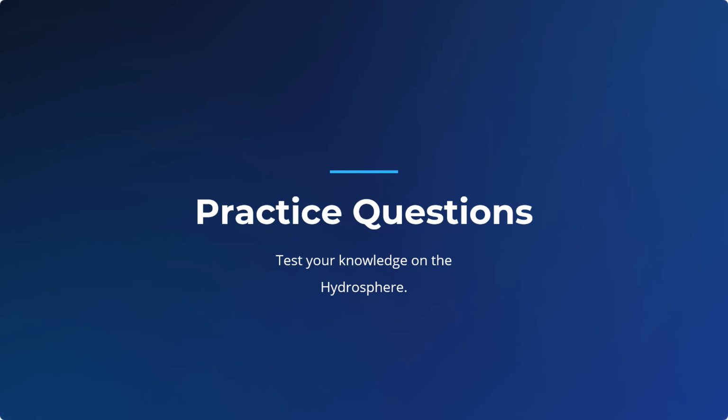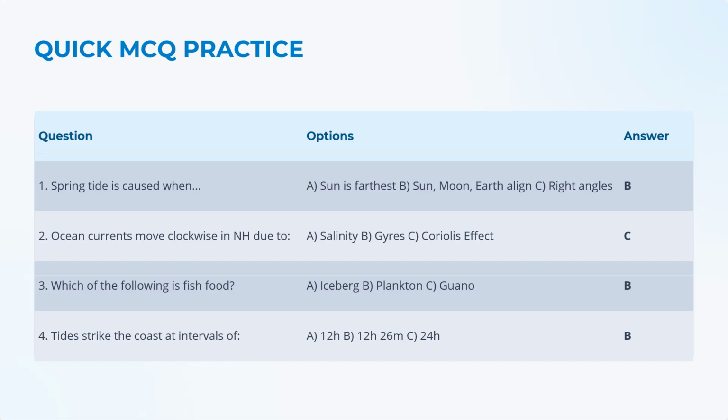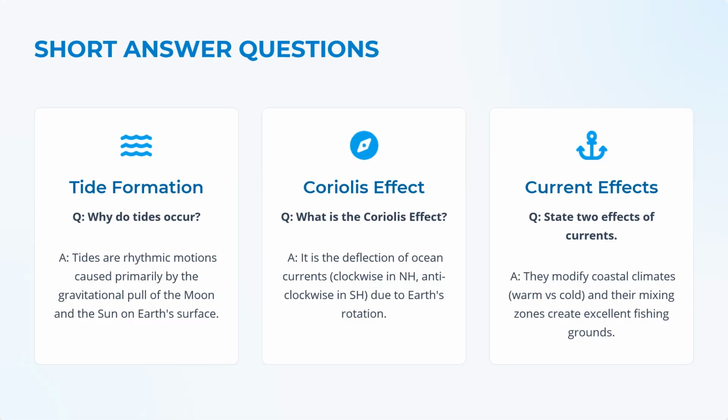Now here are some practice questions, but obviously these are just examples. You have to go through the entire exercise in your copy of the book, and after that you have to practice more. I'll provide a few more questions from anywhere. I'll collect them and send them to you, and you have to practice them also. So these are just a few examples of questions. MCQs, the answers are given, and also some short answer questions, and the answers are given. Tide formation, Coriolis effect, current effects, and all.